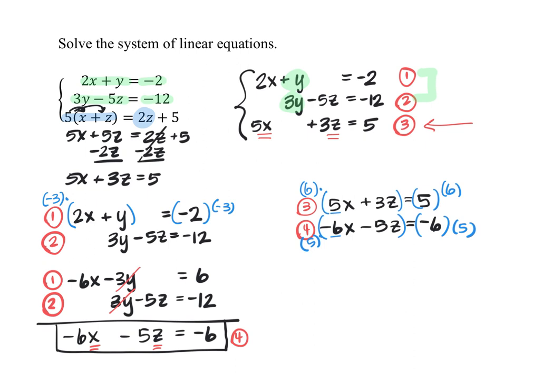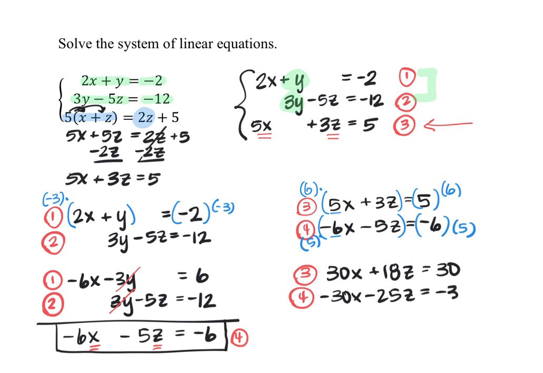So again, I'm going to go ahead, stay as organized as possible, and rewrite my new equation 3 and my new equation 4, and then I will show the elimination. So 30x plus 18z is equal to 30. Negative 30x minus 25z is equal to negative 30.